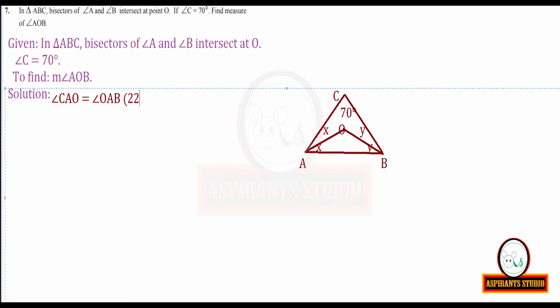So we are getting angle CAO to be congruent to angle OAB. Since the angles are congruent, the measures are equal. So I have directly written measure of angle CAO is equal to measure of angle OAB. You write the reason beside it: ray AO bisects angle CAB. Now the measures are equal, so let us take the measure to be x degrees. So let measure of angle CAO is equal to measure of angle OAB is equal to x degrees. Take this as the first equation.